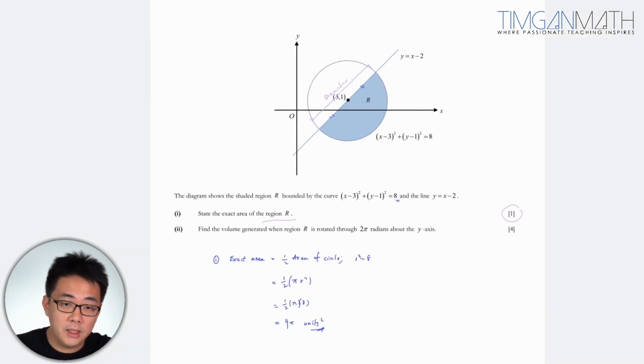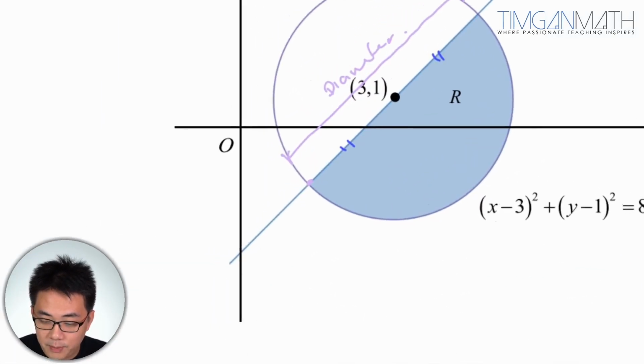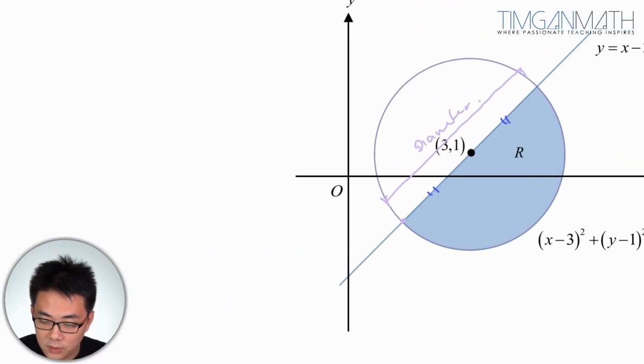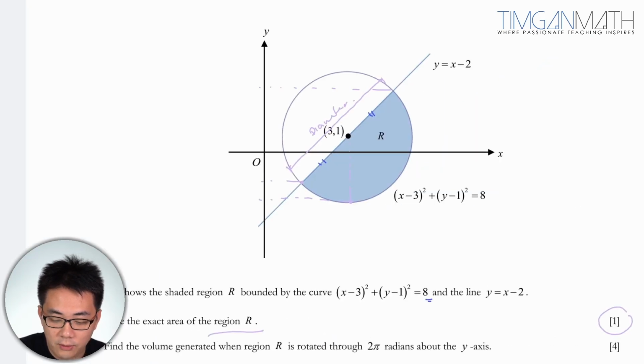Now, the next part is to find the volume of region R rotated 2 pi about the y-axis. That's pretty okay. This part here, just take note. So first thing, we need to visualize how it works. This graph here, you realize that there's actually quite a few things moving. So I would just try and explain this part here. So when you rotate this thing, you have to visualize how it will turn out to be.